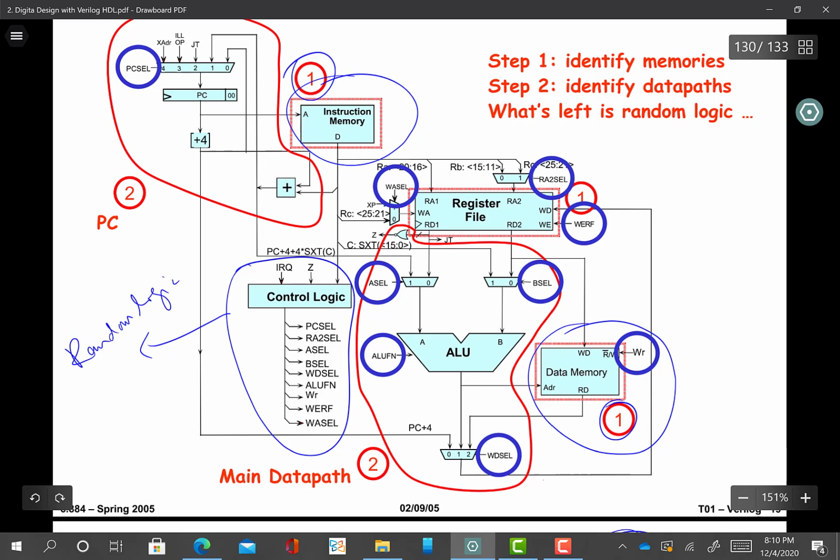So a processor like this has 3 parts. In processor design, it has 3 parts. One is memory design, which means how you design the instruction and data memory. The second is data path design, which is all the combinational logic and computational blocks. And the third is random logic.